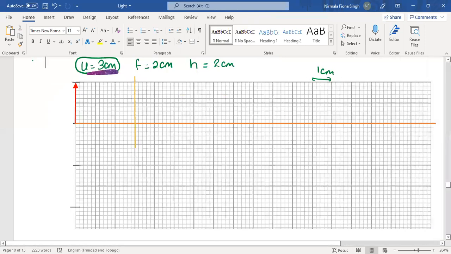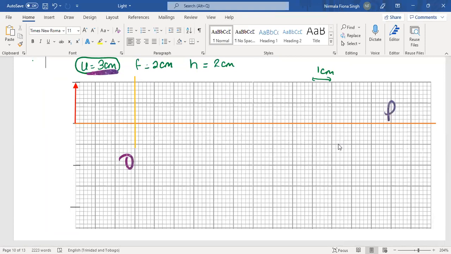All right, good. Easy for us to see. Okay, so we have our principal axis. This is our principal axis. This is our optical axis. Let's draw our three lines. Oh, and we have to do our principal focus. Our principal focus is 2 centimeters in front of the lens, 2 centimeters in the back of the lens. We put a little F to represent them.